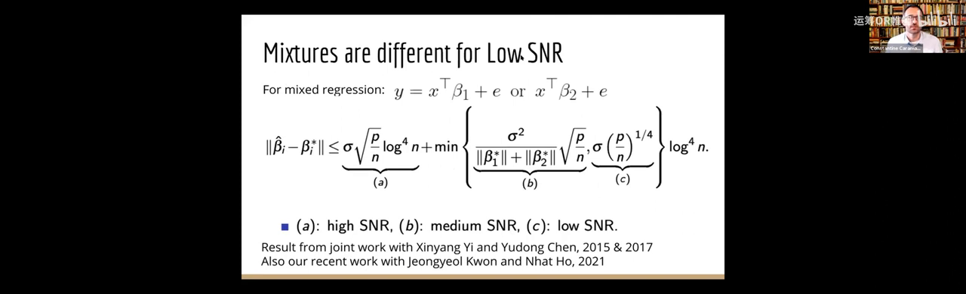So what is a reasonable notion of SNR, signal to noise ratio, when we're thinking about mixtures of regression? It might be the magnitude of the two regressors, beta 1 and beta 2, compared to the magnitude of the noise. So that's what we're comparing. High signal to noise ratio would mean that the magnitude of beta 1 star or beta 2 star is much bigger than sigma, and conversely, the lowest SNR in our case is when sigma is much bigger.